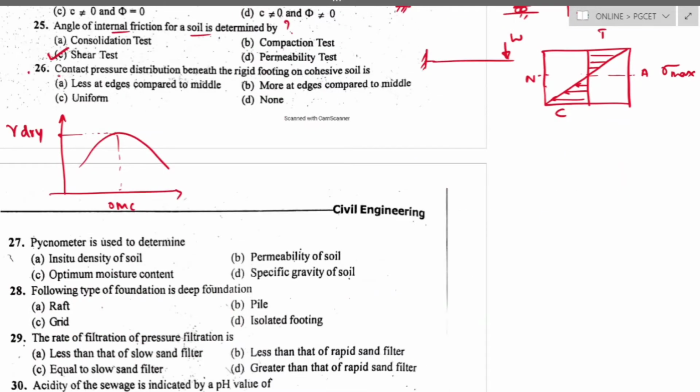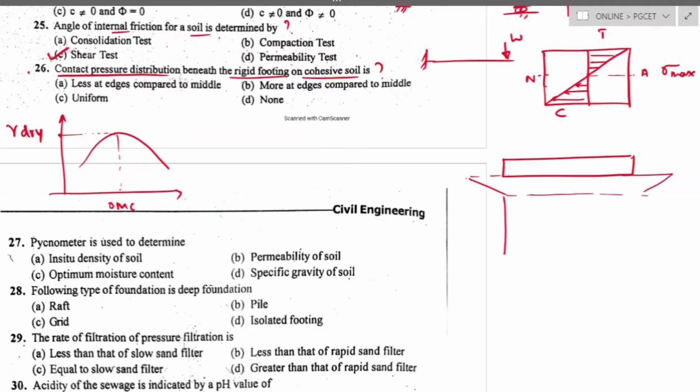Question number 26. Contact pressure distribution beneath the rigid footing on a cohesive soil is. For a rigid footing on a cohesive soil, the pressure distribution diagram looks like this. So this is the pressure distribution below the rigid footing, and it will be maximum at edges and minimum at center. So the right answer is option B. It will be more at the edges compared to the middle.